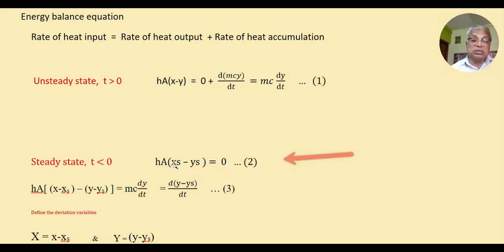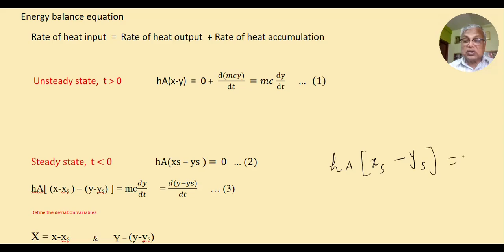These are subscripts: x subscript s, and y subscript s. Please note that. So this equation is HA(xs minus ys) equals 0.